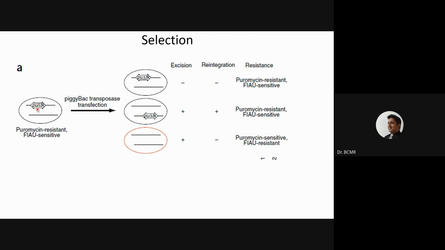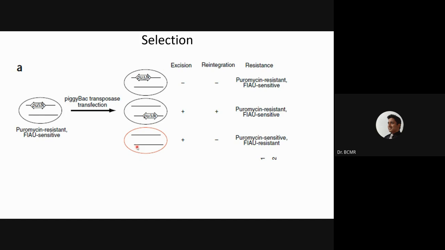So the best one is where excision would have occurred. That means the transposon has come out and integration did not happen. So the transposon might have been lost before the reintegration could occur. And these are the cells that we want. If we want to show this, we have to show that the cells that we got here do not have any traces of the piggyBac transposon. If we don't show it, then how can we be sure that there is no piggyBac transposon at all?